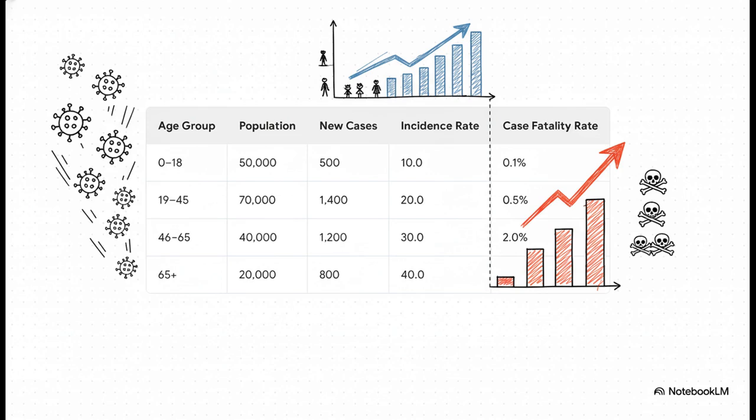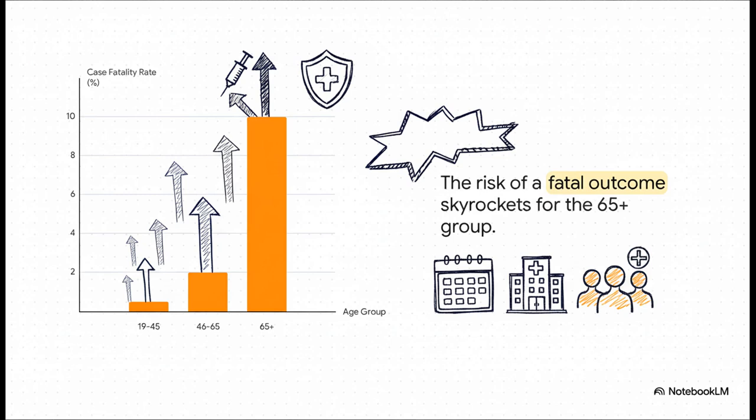But what you really want to look at is that last column, the case fatality rate. When you pull that one piece of data out and put it into a simple bar chart, wow, the story just becomes crystal clear, doesn't it? While the disease affects everyone, the risk of a severe, fatal outcome just skyrockets for that 65 and over group. This is exactly the kind of data that drives vaccination priorities and helps hospitals plan ahead.